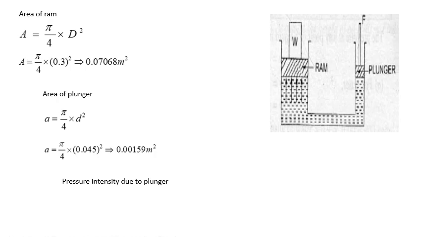Now pressure intensity due to plunger. So what is the pressure intensity due to the plunger? We know that pressure is equal to the ratio of force by area. Now force applied onto the plunger is 500 Newton and area of the plunger is 0.00159. That means the intensity of the pressure on the plunger is equal to 314465.4 Newton per meter square. So this much intensity of pressure is applied onto the plunger.